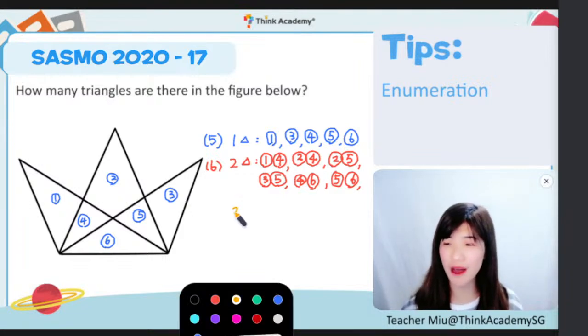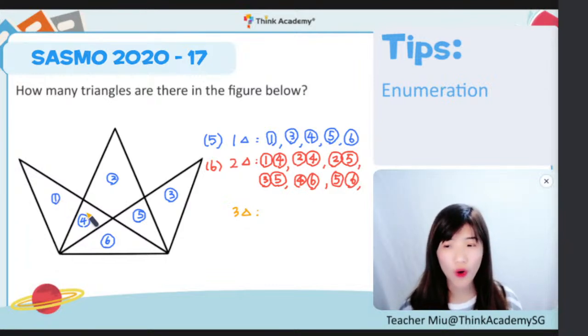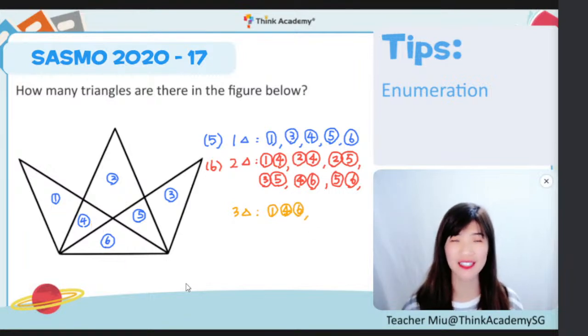Let's try 3 parts to make a bigger triangle. What can we make? For example, 1 we can combine with 4 and 6. So 1, 4, 6. That is one bigger triangle, right? 1, 4, 6. Can we make one more? Is it possible to make one more with 1? No more, right? Let's take a look at 2.